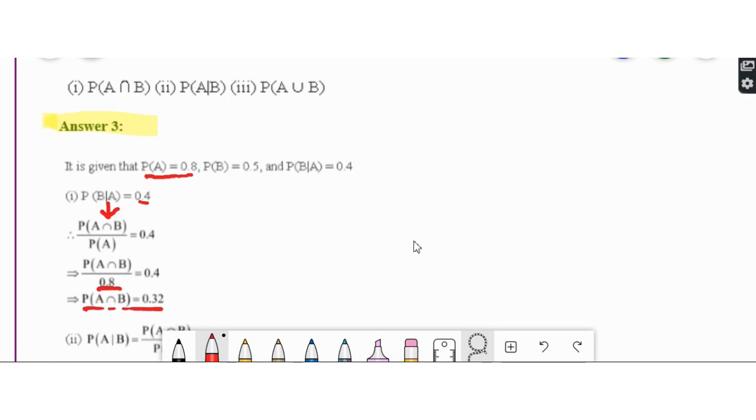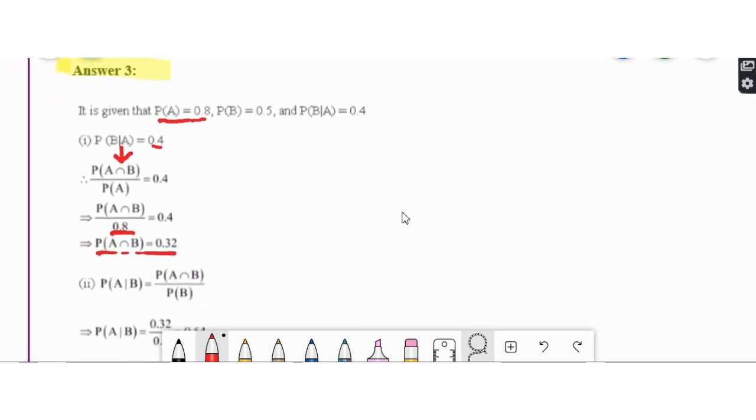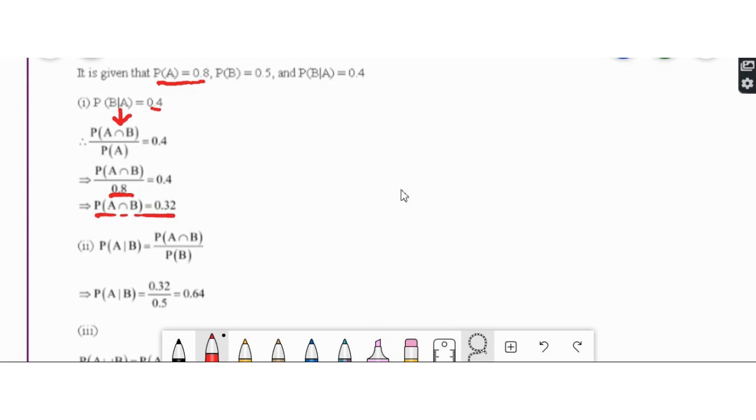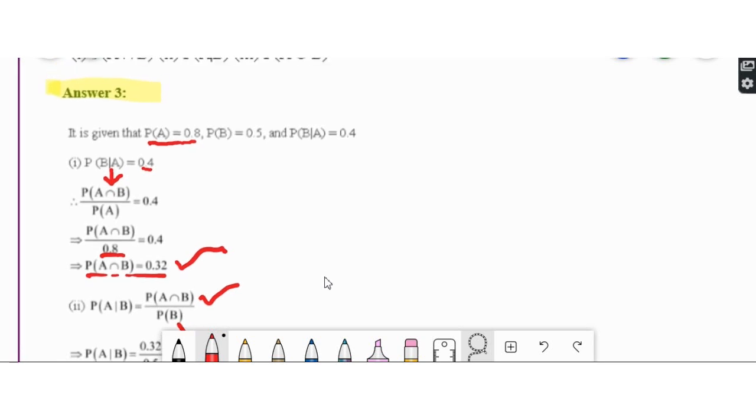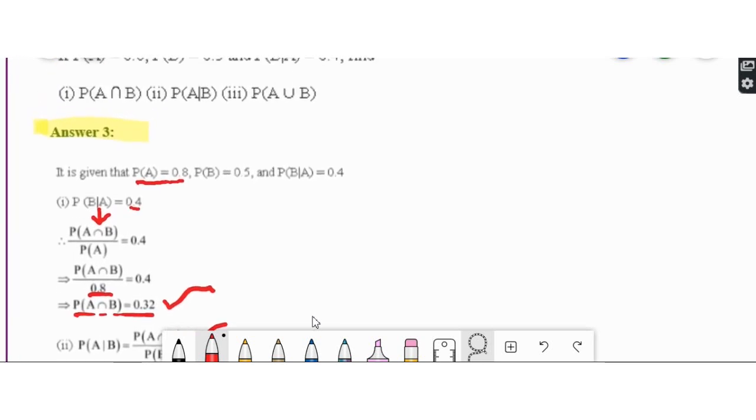Now second thing, you have to find out P of A by B. So I think that you can find it out very easily. P of A by B, you write down the formula. P of A intersection B upon P of B. Intersection is 0.32, that we already obtained. And P of B is 0.5. So the ratio is 0.64.